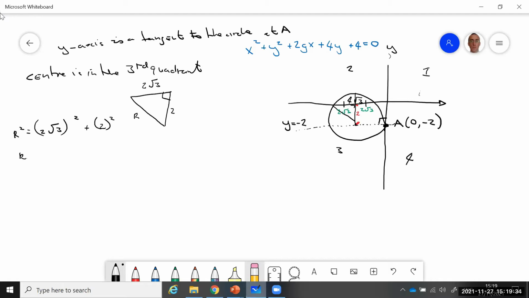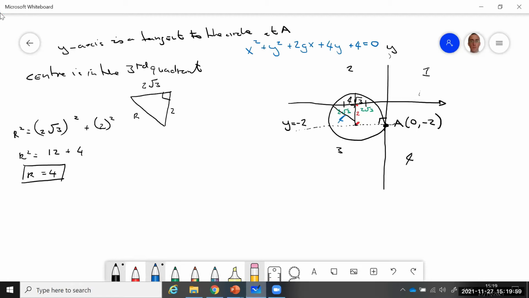Therefore R squared equals 2√3 squared is 4 by 3, which is 12, plus 2 squared is 4. Therefore R equals 4. Okay, so the radius is 4. So that's another piece of information. I'm going to put that down in blue.